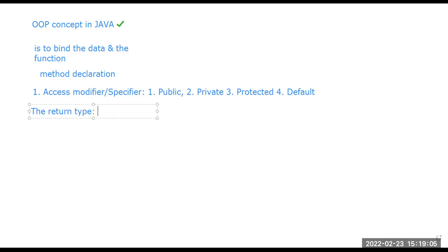where two scenarios can happen. One, it will return some value, and secondly, return nothing. So it will return some value, or else it will return nothing. It will return nothing in the scenario of void. If it is void, then it will not return any kind of value. But if it is not void, then it will return a particular data type of the value returned by that particular method.